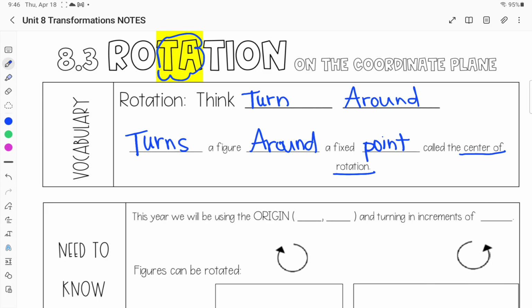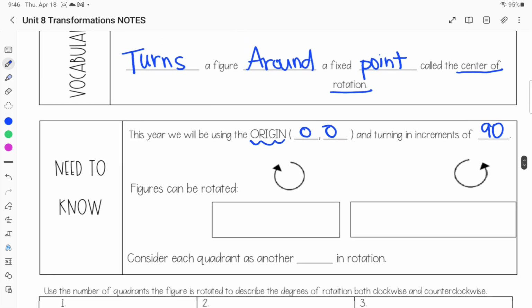This year in 8th grade, we're only going to use the origin, which is (0, 0). So we're always rotating around the origin. And every time we turn, it's going to be in 90 degrees. So it's either going to be 90 degrees, 180 degrees, 270 degrees.